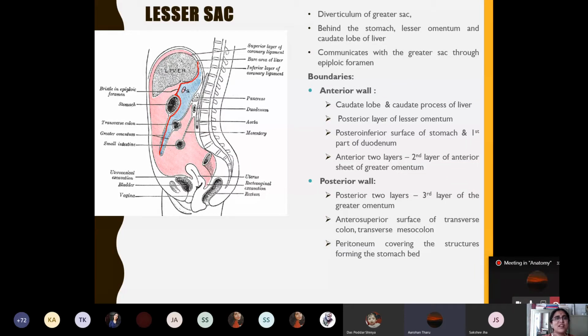Posterior surface of the lesser omentum. Yes. And which process of liver? Caudate process of liver and the caudate lobe.